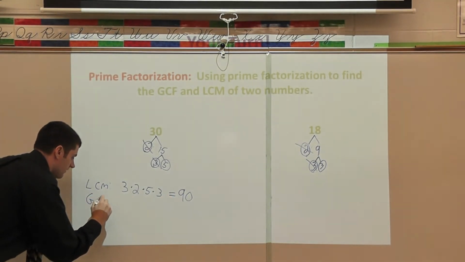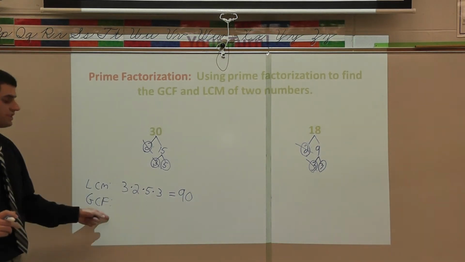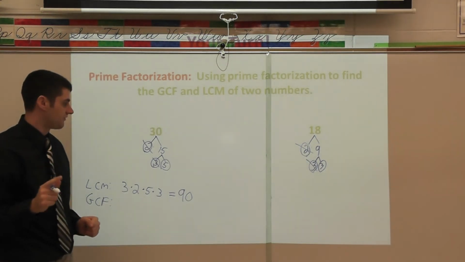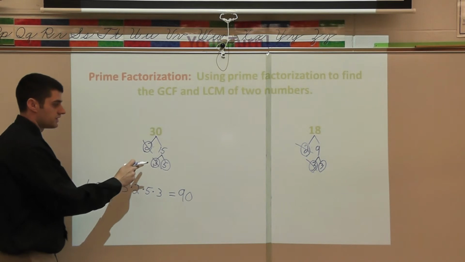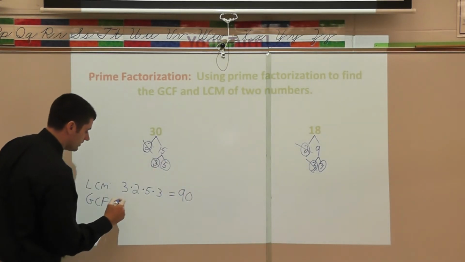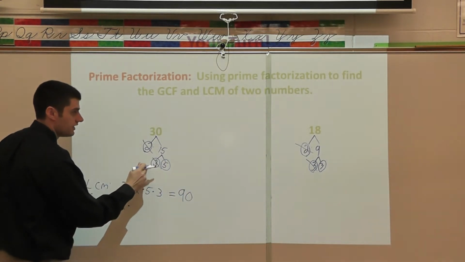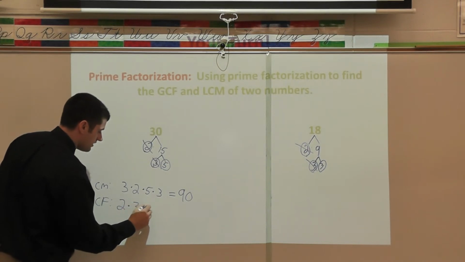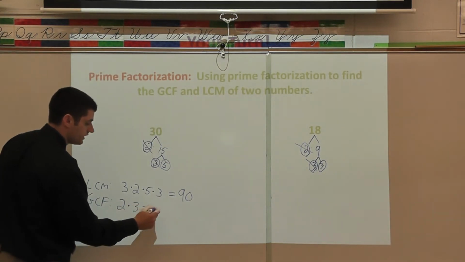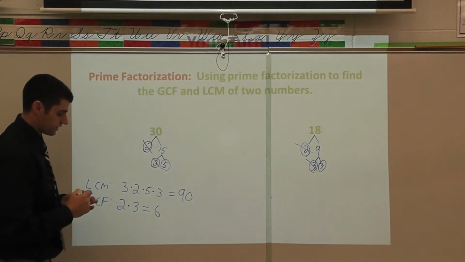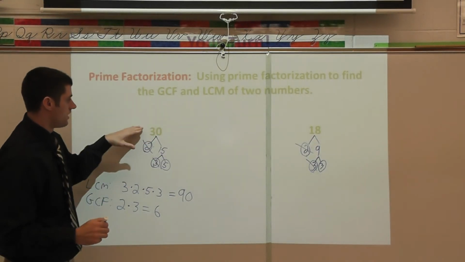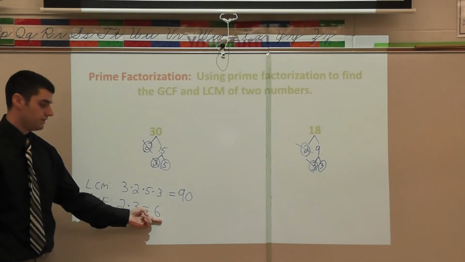Let's take a look at GCF. When finding the GCF, remember there's one step that's different. All I'm going to write is the ones they have in common. So they had a 2 in common, and they also had a 3 in common. So 2 times 3 would be 6. The greatest common factor of 30 and 18 would be 6.